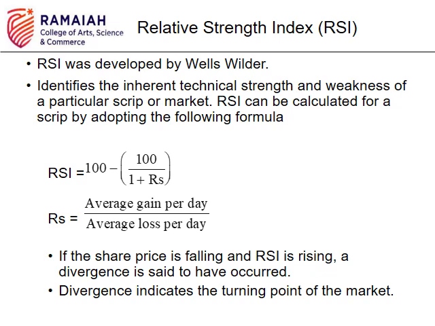If share price is falling and RSI is rising, a divergence is said to have occurred. Divergence indicates the turning point of the market. This is when the share prices hit rock bottom. Previous to this day, it was decreasing, and RSI shows that the share prices will decrease. But after reaching rock bottom, it will actually increase, right? So when this divergence occurs, there will be a turning point in the market.